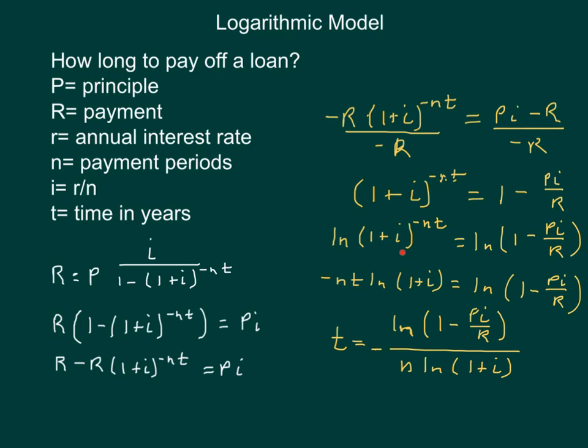So when I take the natural log, I can now bring that negative nt out in front. So I have negative nt times the natural log of 1 plus I equals the natural log of 1 minus PI over R. And then solving it for t, I'm going to divide both sides by negative n times the natural log of 1 plus I. So I get t equals negative natural log of 1 minus PI over R, over n times the natural log of 1 plus I.